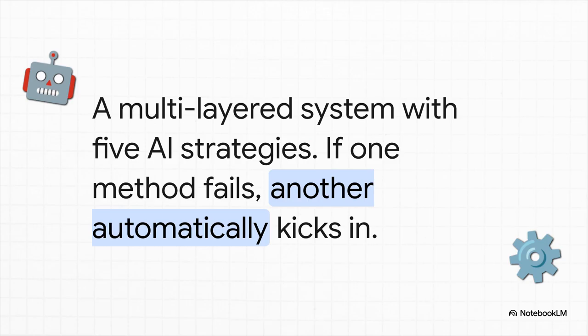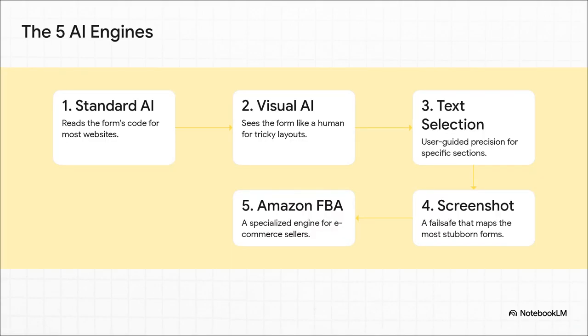So if the first AI engine looks at a form and gets confused, it doesn't just fail. It automatically passes the job to the next engine in line. It's like having a built-in backup plan and a backup for the backup plan. So let's quickly walk through them. Engine 1 is your standard AI. It reads the website's code, and honestly, that handles like 90% of the web right there.